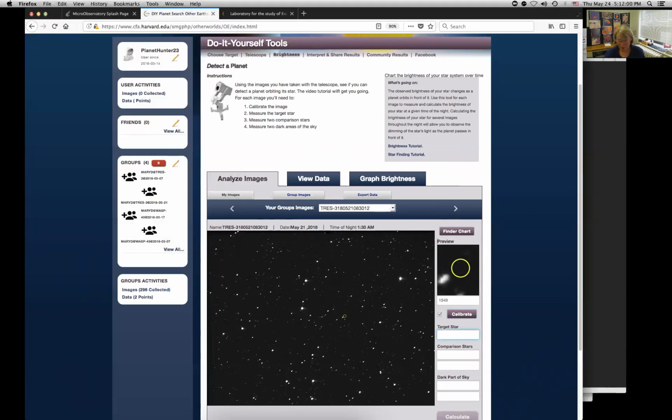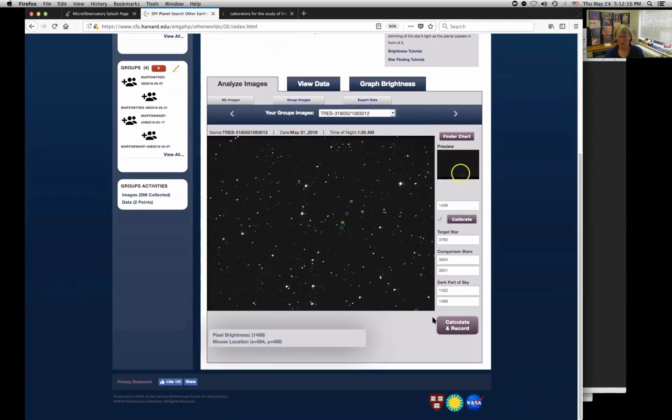But I'm going to do star measurement 1, comparison 1, comparison 2, dark part of the sky 1, dark part of the sky 2, calculate and record. And again, this is communicating slowly with the database. There it is. Okay, so there's my measurement.